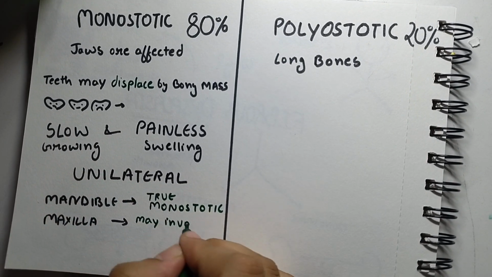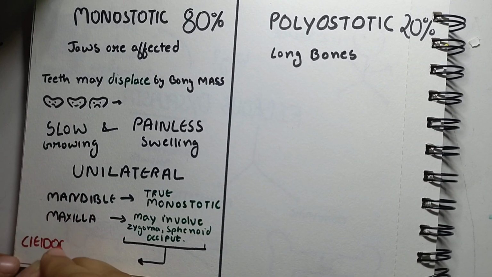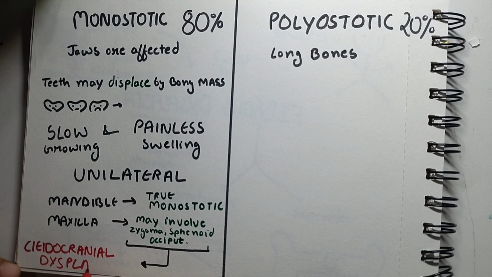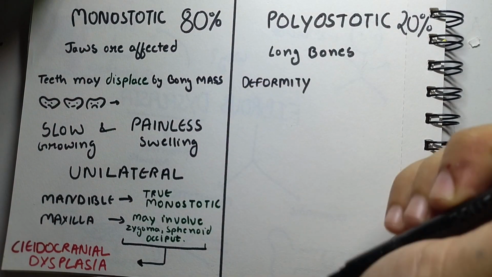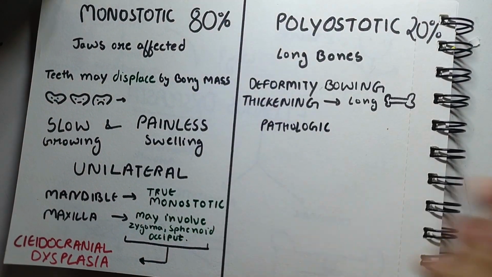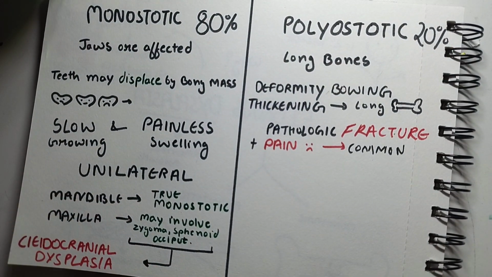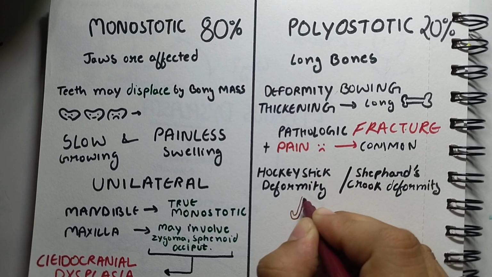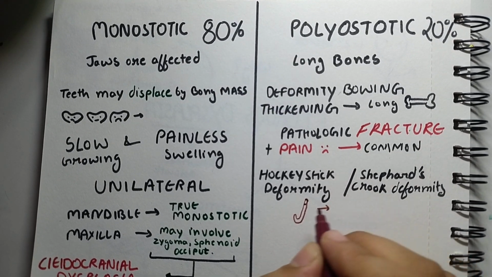When it occurs in the mandible, it is truly monostotic. And when it occurs in the maxilla, it usually extends itself into the zygoma, sphenoid, occiput. And this thing, the maxillary involvement and surrounding bone structure, is termed as cherubism. In polyostotic, which is 20 percent, and long bones, there are pathological fractures, pain is common, deformity by bowing and thickening. There's a hockey stick deformity, leg length discrepancy, and in the femur, also known as a shepherd's crook deformity.